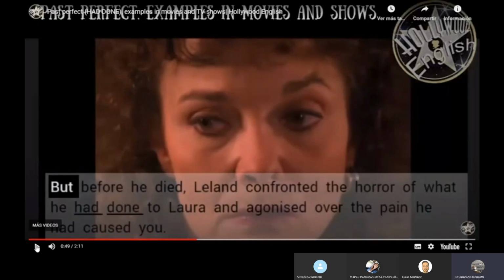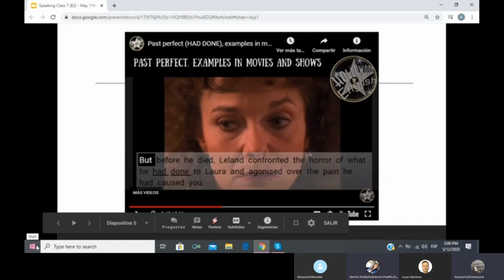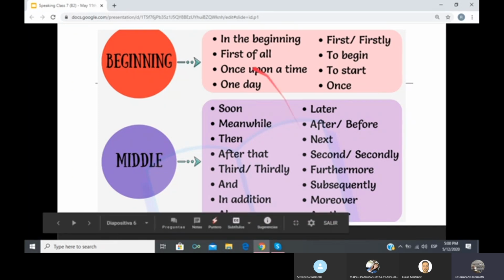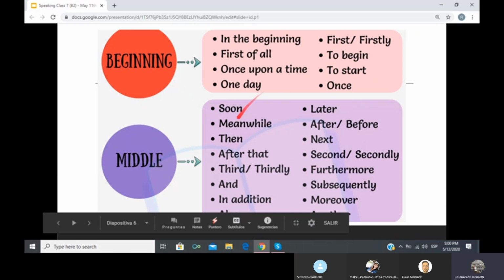Okay, very good. So you saw some examples on how to use past perfect. Now it's time to use it. What is also important when we retell something that happened to us, or a story or a movie, are the connectors that we use. How are we going to join all the ideas that we are retelling? We cannot always use after that, then, later. We need to use more connectors, okay? We need a richer vocabulary in terms of connectors.